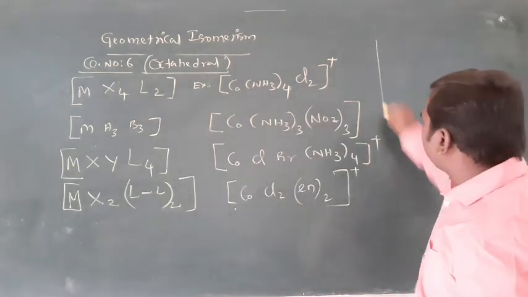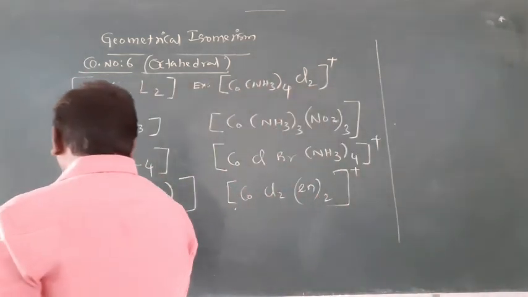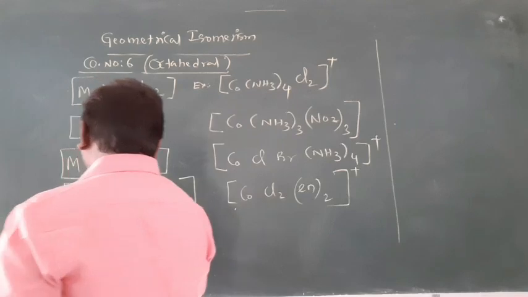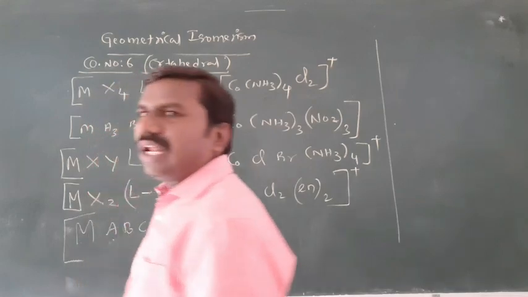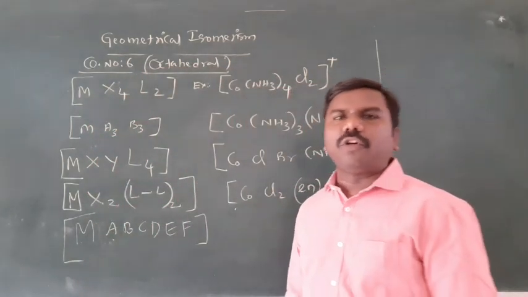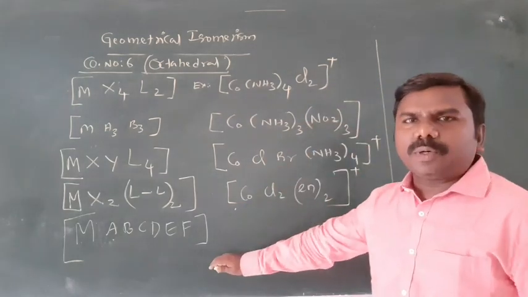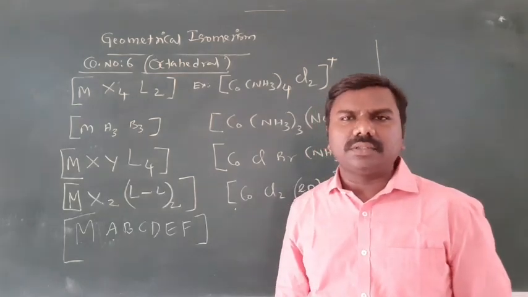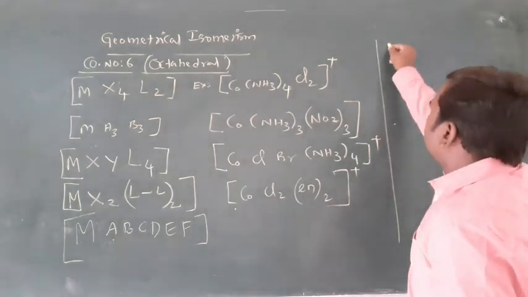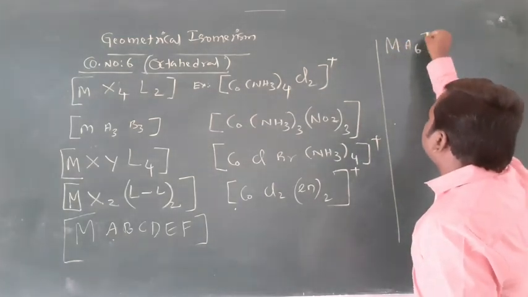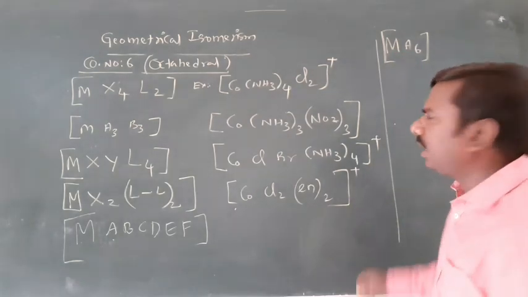Now the important one, all of you remember, is M A B C D E F. Metal atom M, A B C D E F are unidentate ligands, remember. Totally 30 possible isomers are there; we'll discuss it from the objective point of view, right. Now M A6, instead of A you can take X6, all ligands are identical.